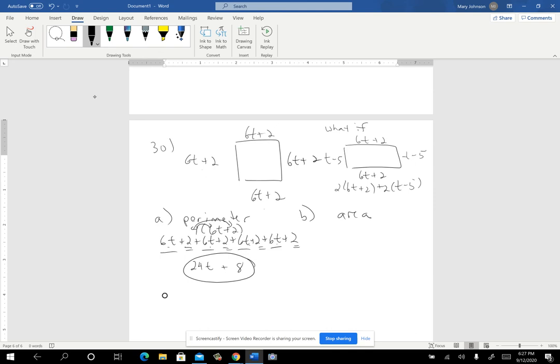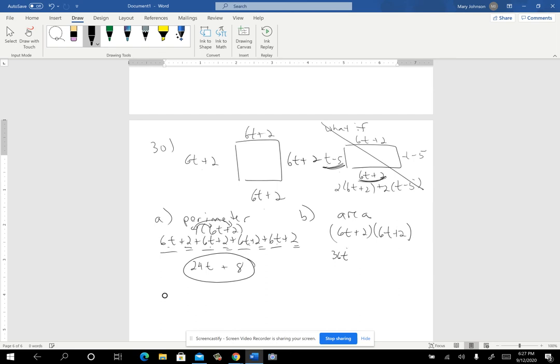Now area is when you do length times width. So this one should be the length times the width. They just happen to be the same. And if it had been this example, then you would have multiplied 6t plus 2 times t minus 5. But that's just a what if. All right, so I'm going to multiply those.